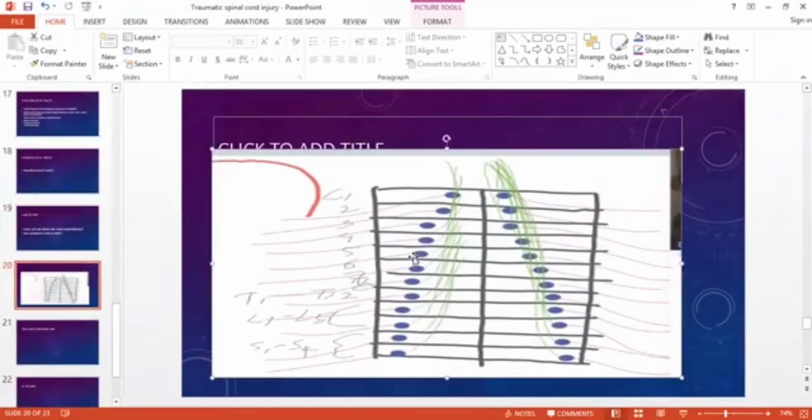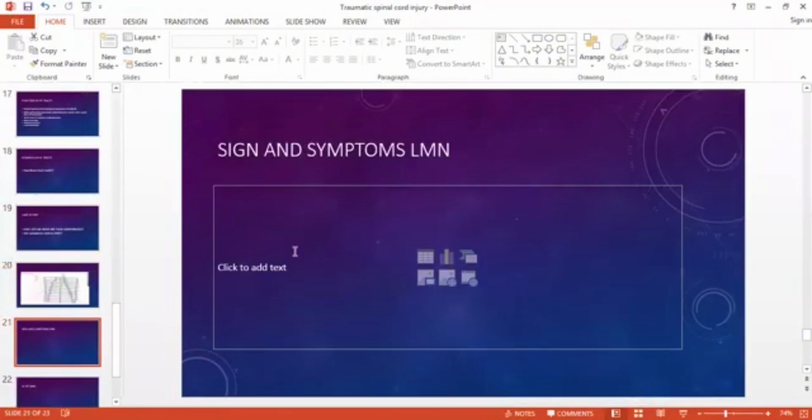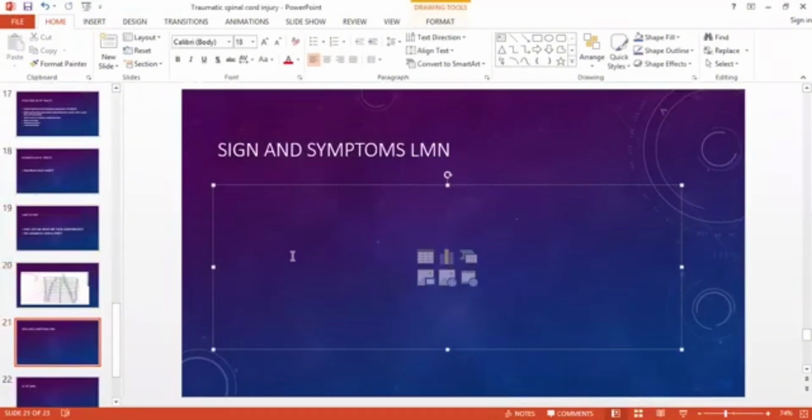Okay, now as we have discussed upper versus lower motor neuron, let's talk about signs and symptoms of upper versus lower motor neuron disorder. Very famous topic. So now you people need to tell me the signs and symptoms of lower motor neuron disorder, and I am going to explain. So what do you think? What are the signs and symptoms of lower motor neuron disorder?